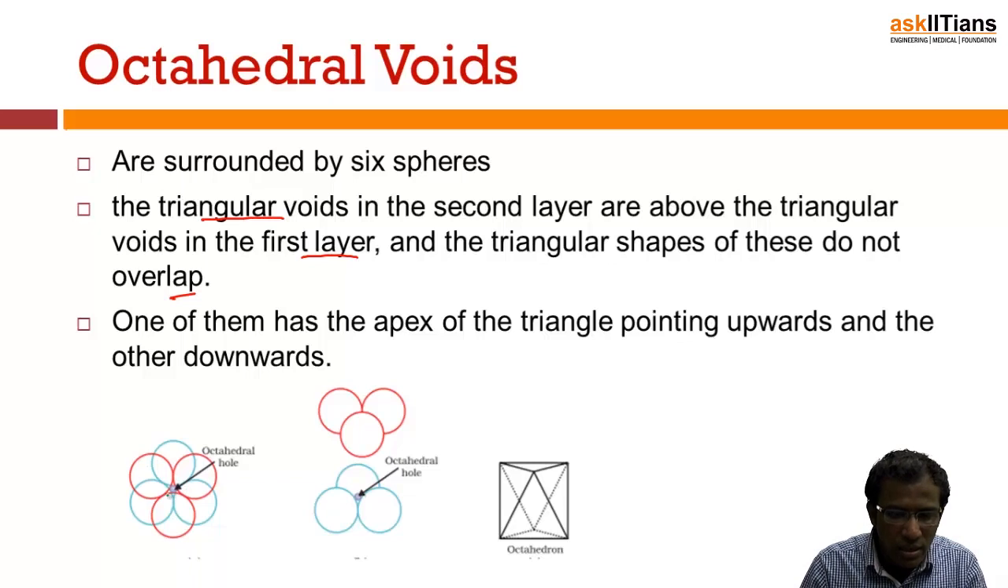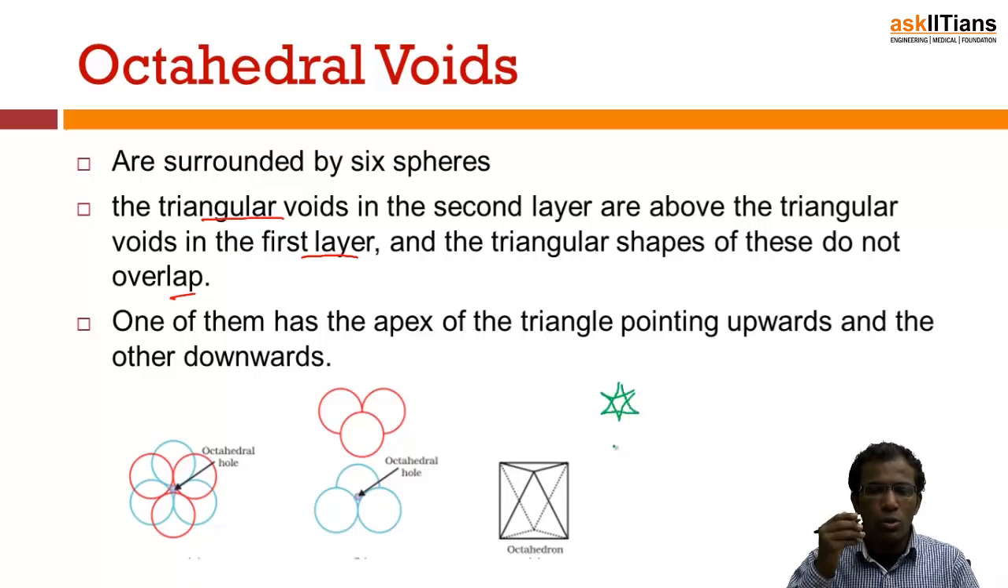Yeah, you can see here clearly 3 blue are below and 3 red are above, and you can see there is a triangular void. This is the triangular void formed in the first layer, and this is the triangular void formed in the second layer. So the two triangular voids are just directly one above the other, and these are forming an octahedral void.